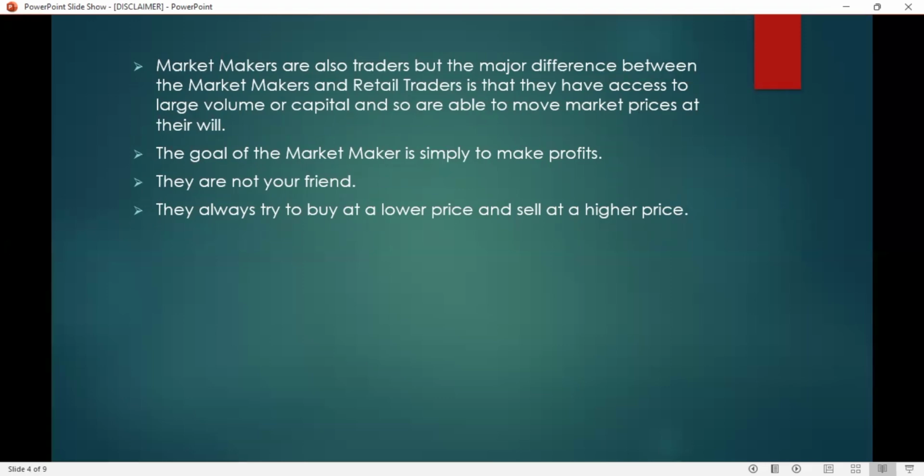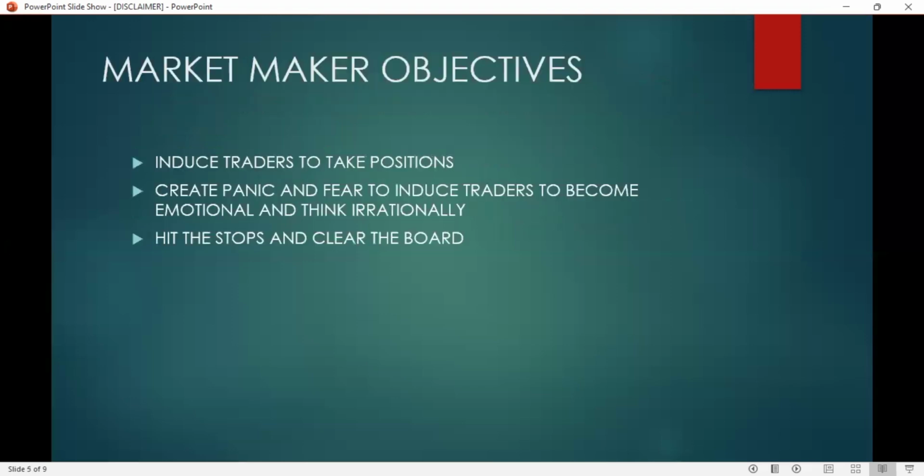Okay, now the goal of the market maker is simply to make profits. You need to understand that they are in the business to make profit, just like you when you decided that you want to start trading forex. Your goal was also to make profit. So also is the market maker. Then you also need to understand that they are not your friend. The market maker is not your friend. They are always trying to buy at a lower price and sell at a higher price.